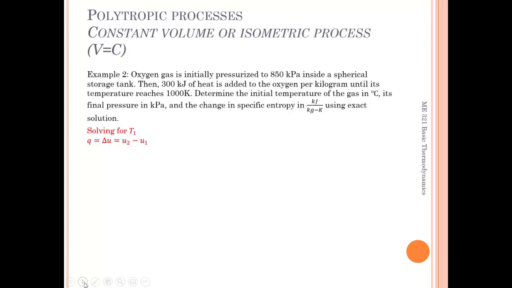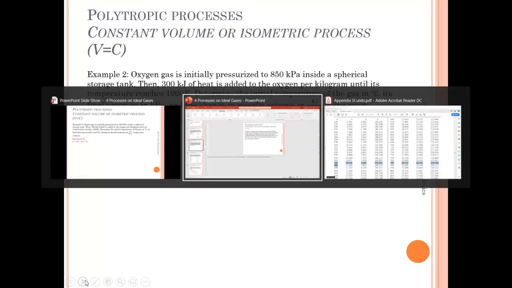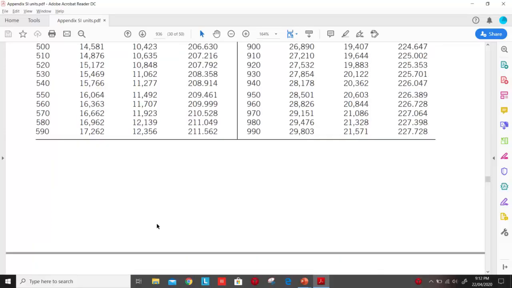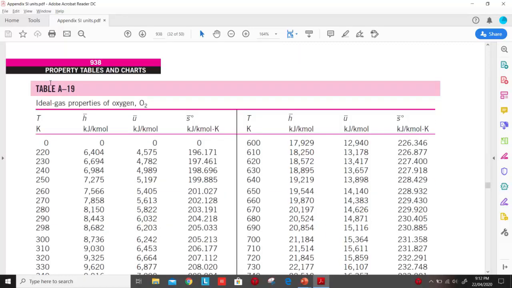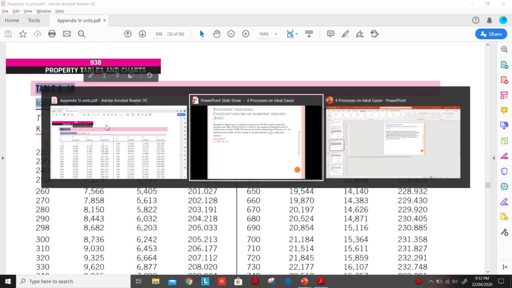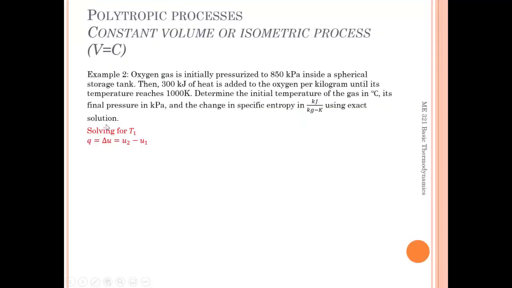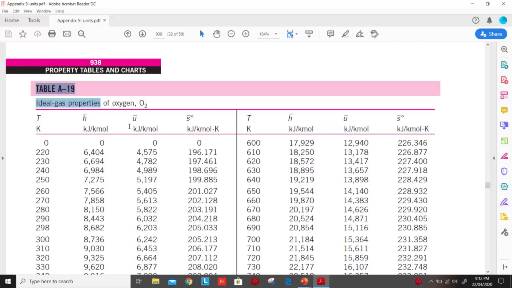We can get the values of U sub 2 and U sub 1 from the appendix A19. However, if you look at this table, this will not give you the values of the specific internal energy. Rather, it will give you the values of the internal energy on a per unit mole basis, which you can see right here.